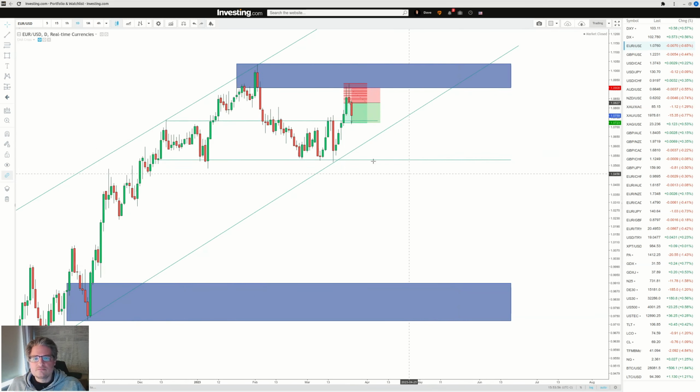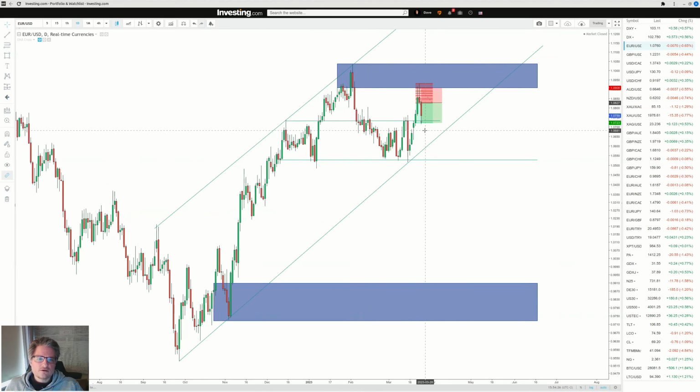So I had a profitable trade here on the Euro USD. We saw this pin bar on this supply zone, and so I took a short trade at the break of this pin bar, and I targeted more or less a 1 to 3 risk to reward, actually 1 risk and 1.3 reward.